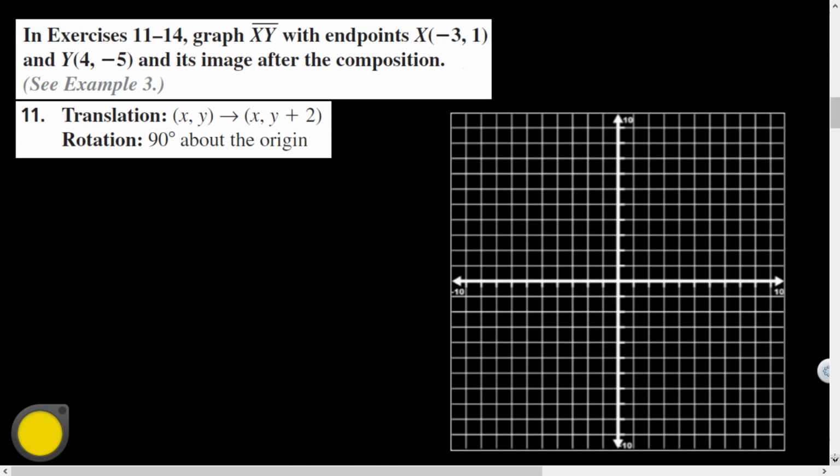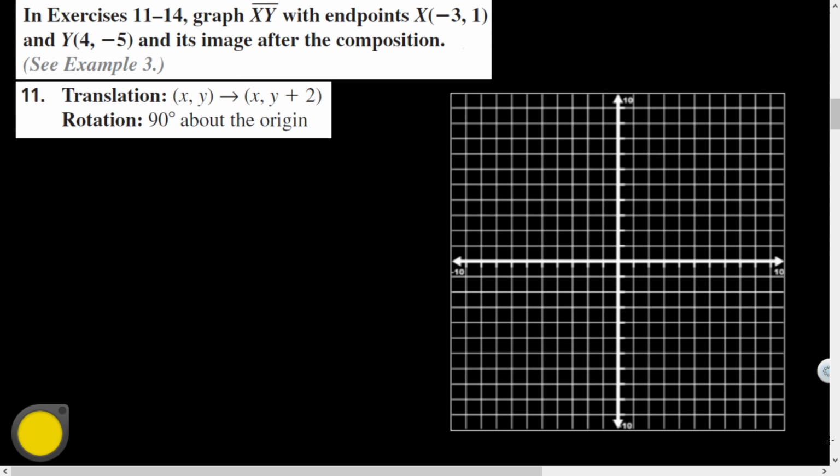Okay, here we got composition of transformations. So we're going to have multiple moves taking place. So let's plot these points. So graph XY with endpoints. I'll graph this in green. X is at -3, 1. So -3, 1. Here is X, and Y is at 4, -5. So over 4 and down 1, 2, 3, 4, 5 is Y.